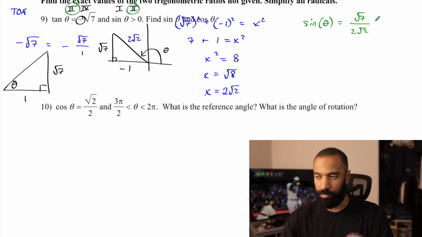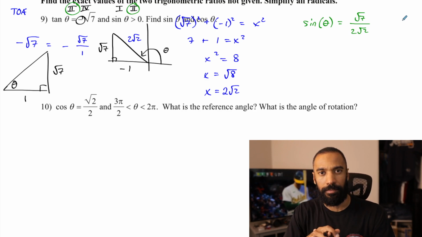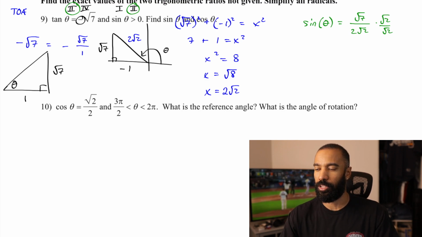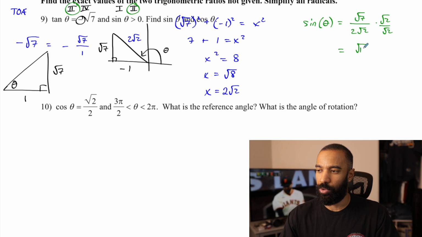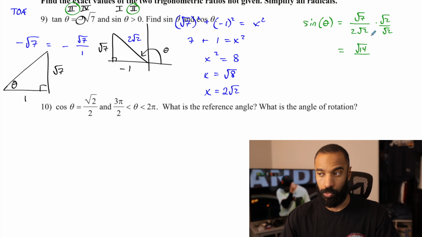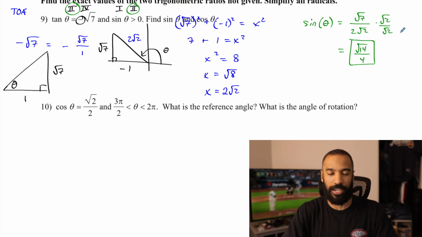Notice how it's all positive there, positive over positive. Now, I need to rationalize this denominator. I don't need to multiply by the 2, just by root 2. I need to multiply top and bottom by root 2 over root 2 right here to clean up that bottom a little bit. So this is going to give me root 7 times root 2 is root 14, all combined as one radical. Root 2 times root 2 is 2, but there's this other 2 right here as well. So this is 2 times 2, right, which is 4. So that's root 14 over 4. That's actually that answer right there.